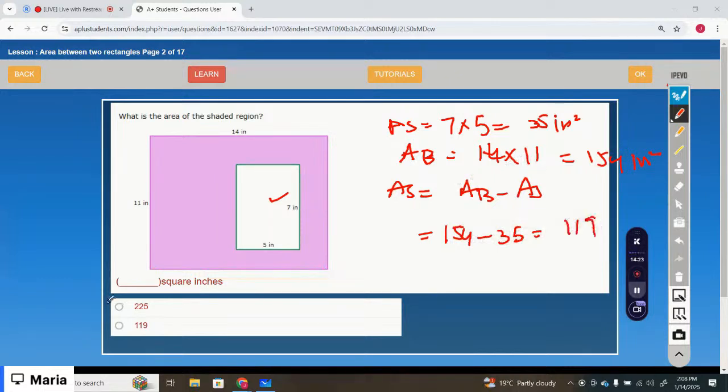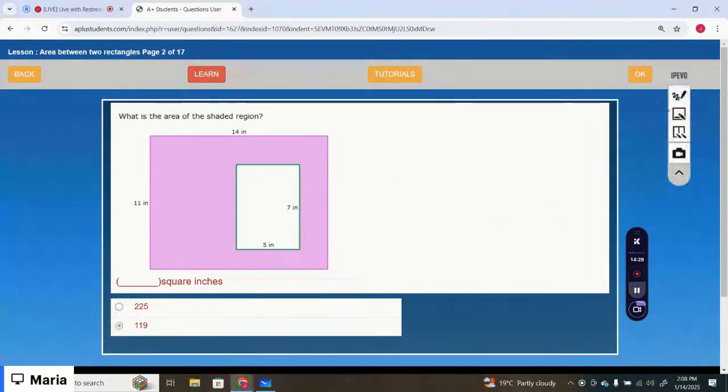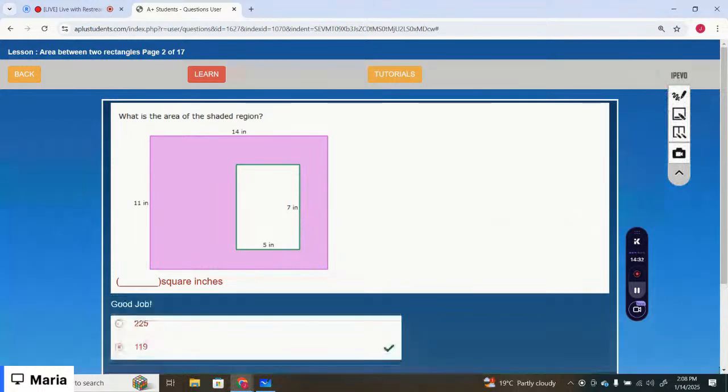119 square inches. Option number 2 is the correct option. That is 119. Option number 2 is the correct option.